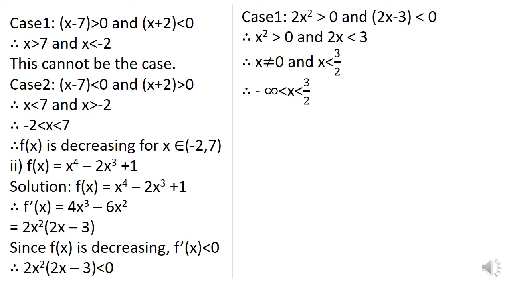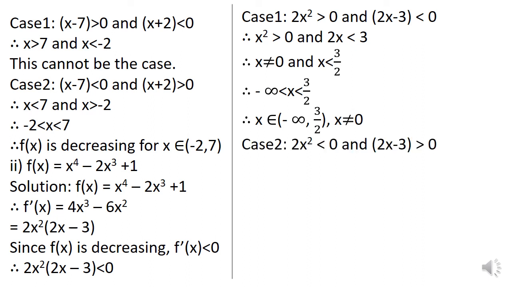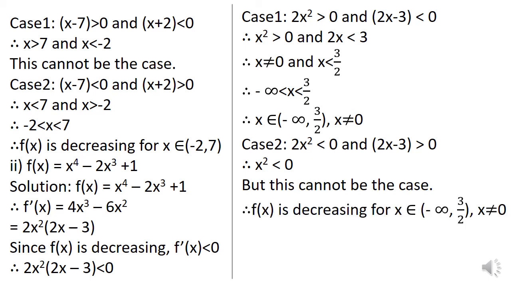X is a number which is less than 3 by 2, but x is not equal to 0. Now this can be written like this, that is x belongs to the open interval minus infinity up to 3 by 2, but x not equal to 0. In case 2, let us see if this is possible, that is 2x square is negative and 2x minus 3 is positive. Here we get x square less than 0. But then, can the square of any real number be negative? No, isn't it? So this cannot be the case. Therefore, we discard case 2 and consider only the result of case 1. Thus we get the result of our sum that is there.